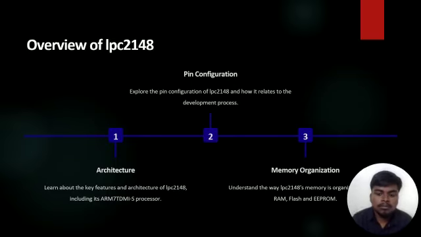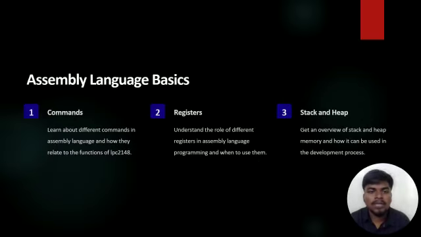Now, in assembly language basics, there are three types: commands, registers, and stack and heap. In commands, we learn about the different commands in assembly level languages and how they relate to the function of LPC2148. In registers, we understand the role of different registers in assembly level language programs and when to use them. In stack and heap, get an overview of stack and heap memory. How can it be used in the development process?